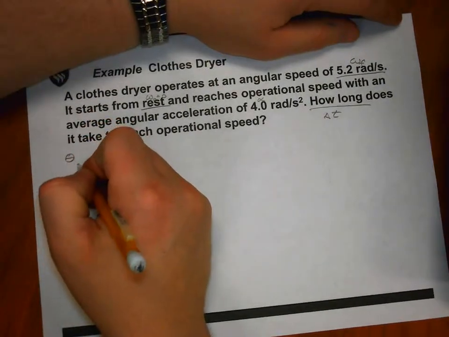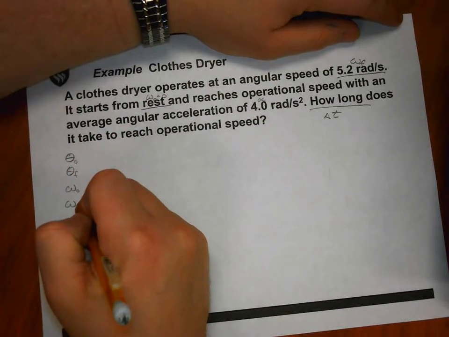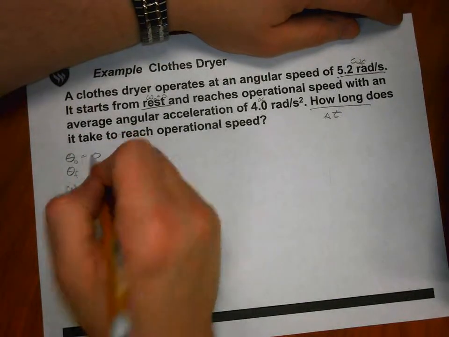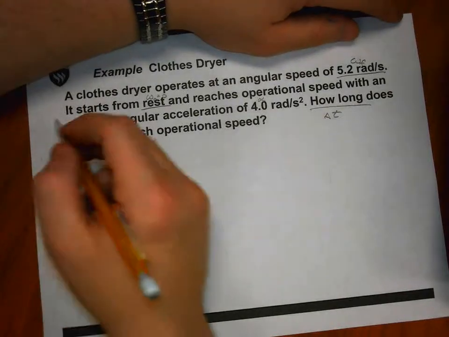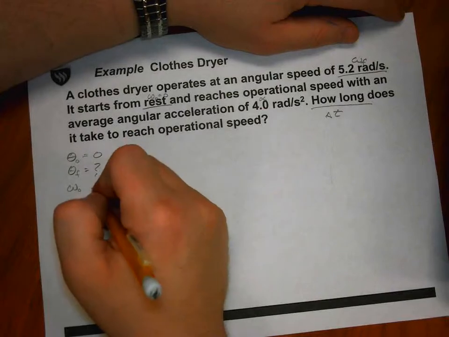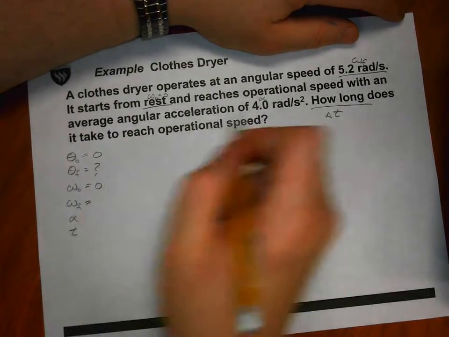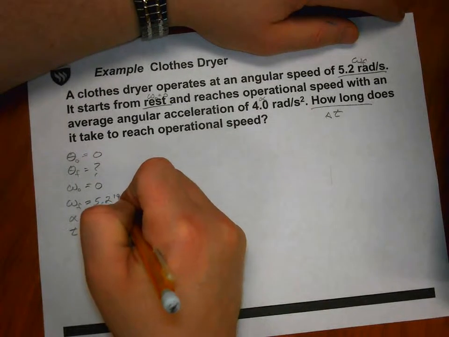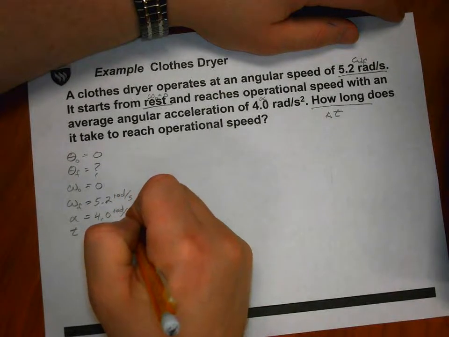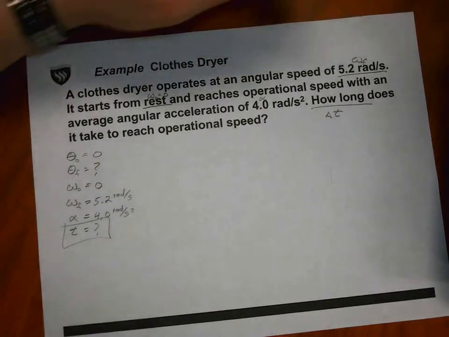So, writing down our kinematic variables, we don't know anything about theta. We can say it starts at 0, but we don't know where it ends in the end. Omega naught is equal to 0 because it's at rest. Omega final is equal to 5.2 radians per second. Alpha is equal to 4.0 radians per second squared. And time, we don't know that. We are looking for that.